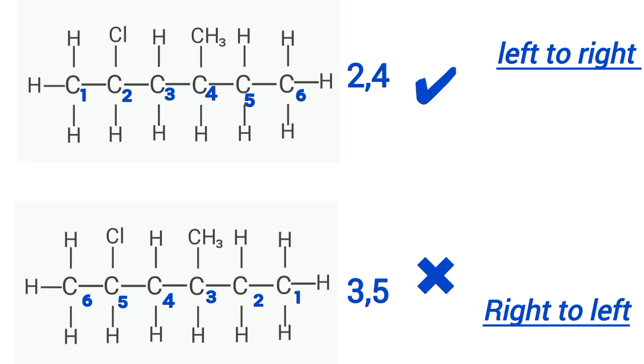So now that we have identified the best way to number this, we combine the substituent name with their location and the parent chain name to give the IUPAC name. So we have chlorine on carbon 2 and we have a methyl group on carbon 4. So this will be 2-chloro, not 2-chlorine. When the substituent is chlorine, we call it chloro. When it is bromine, we call it bromo. When it is fluorine, we call it fluoro. When it is iodine, we call it iodo. So this is 2-chloro-4-methyl-hexane.